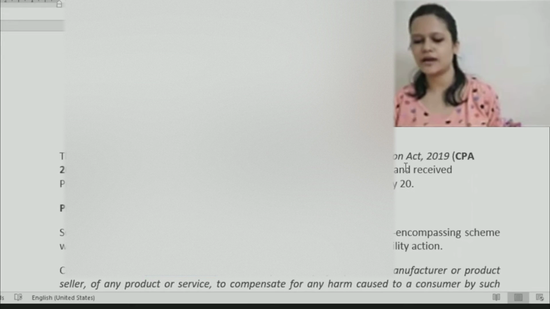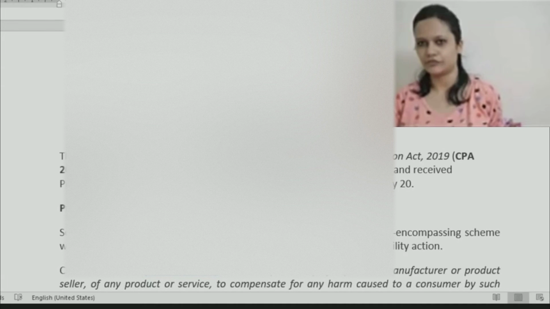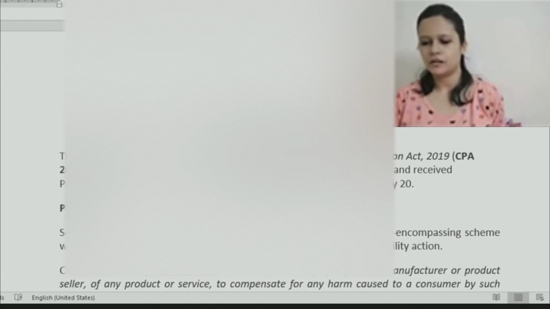So for this 2019 legislation, you can also remember these dates. It was passed by Parliament on 6th of August 2019. It received the President's assent 3 days later, on August 9, 2019. And finally, it came into effect on 20th of July, the next year. It took a few months of time.